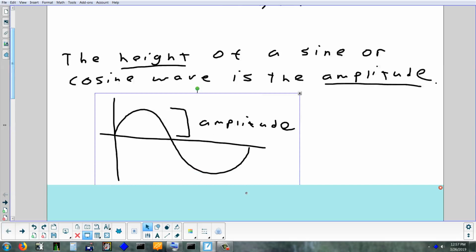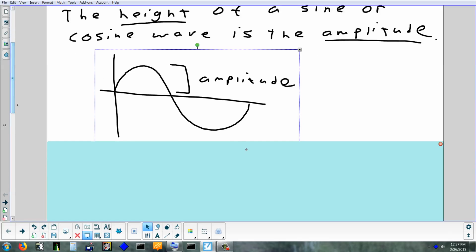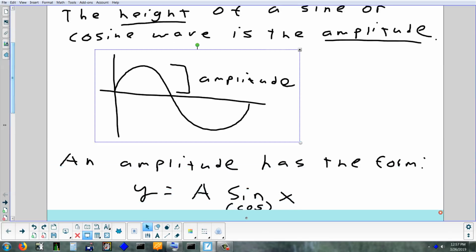Now, since the amplitude is a height, it's a distance. Whenever you measure a distance, what kind of number do you always get? A length. So what kind of number is a length? Positive. It's always positive. So in other words, you will never have negative amplitude. Never. Amplitude is always a positive number.